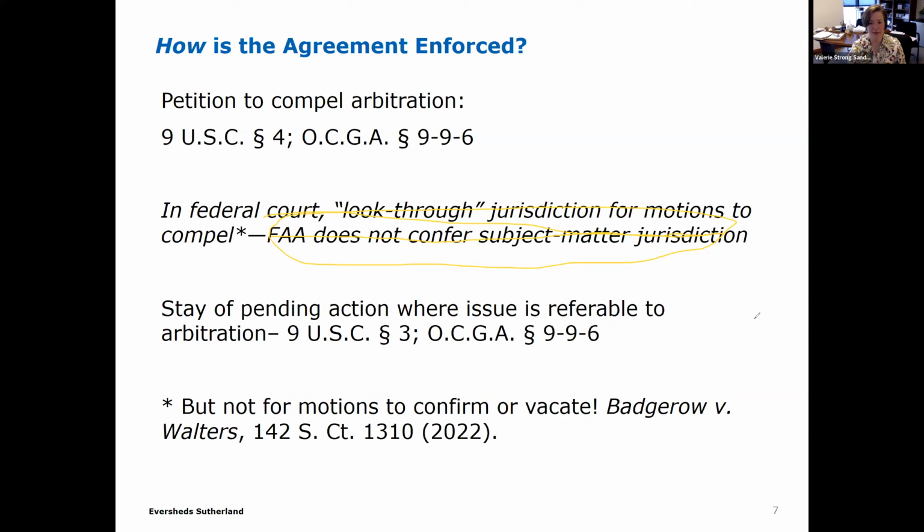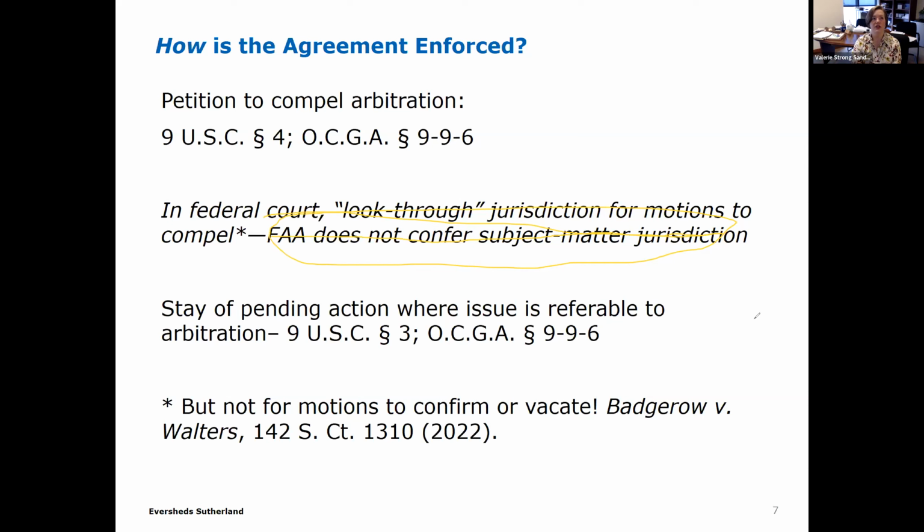minds lately, because just this year, looking at my little note at the bottom with the star, Badgerow is a Supreme Court case that came out, I don't know, maybe a month ago, which talks about motions to confirm or vacate arbitration awards, right? Getting into this is a little bit out of my topic, but it's interesting and it's related to look through jurisdiction, so I want to mention it.